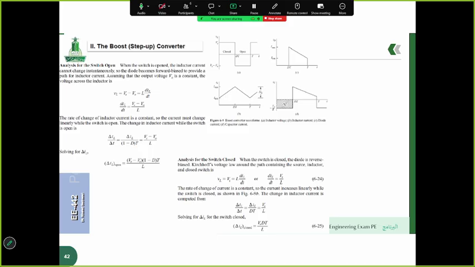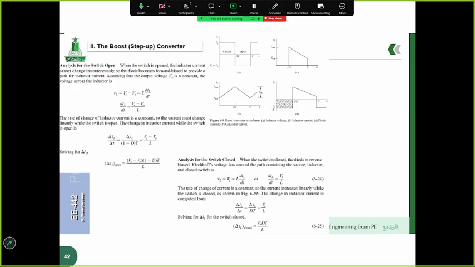During this time, the inductor stores energy and its current increases linearly. The rate of increase is given by diL over dt equals Vs over L, which indicates that the slope of the inductor current depends on the input voltage and inductance.